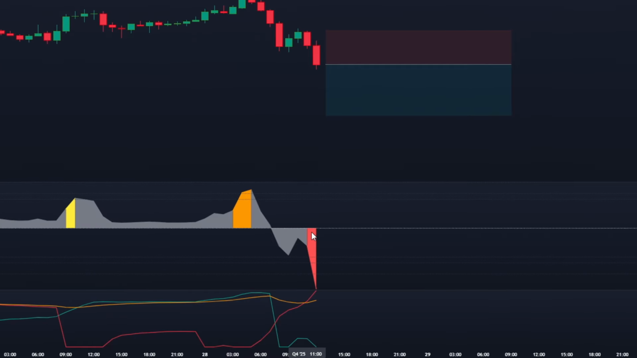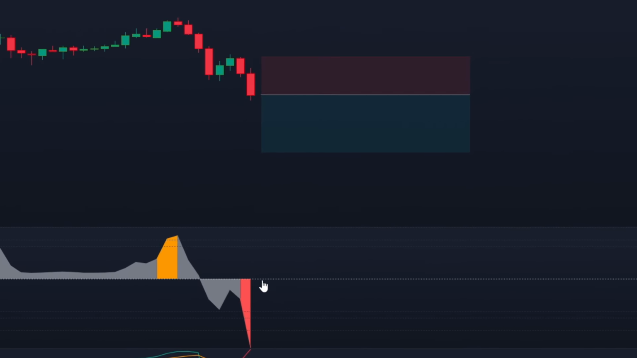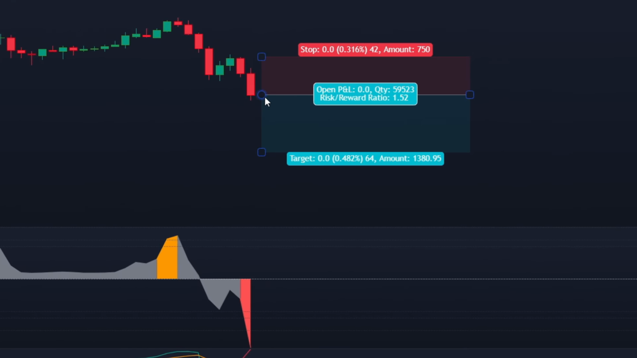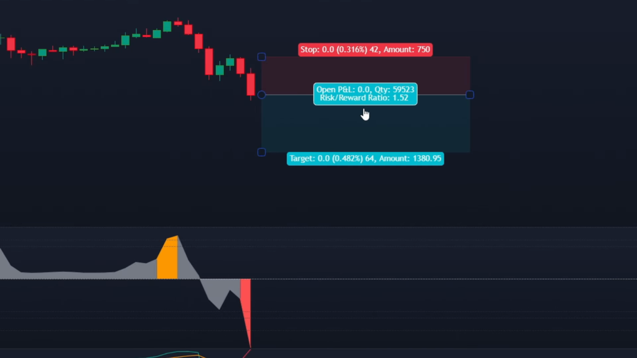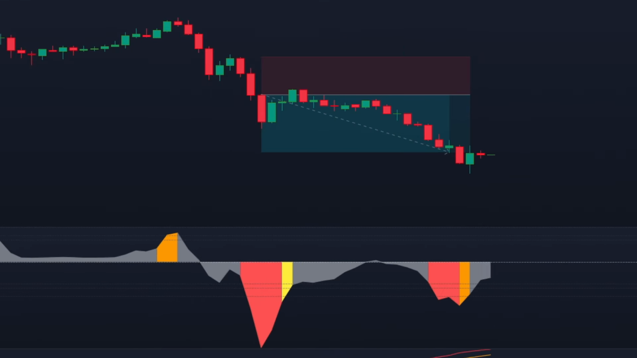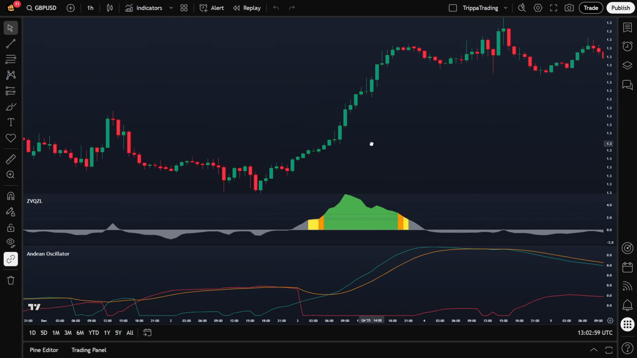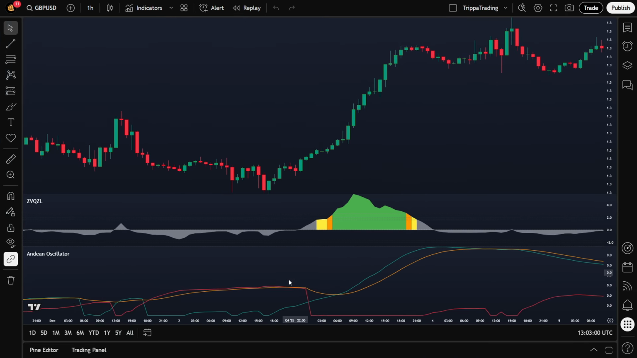If these conditions are met, we enter the trade at the candle close, put the stop loss above the previous swing high, and target a 1.5 times take profit. As simple as that. Buy setups follow the exact opposite logic. Let's have a look at that also.